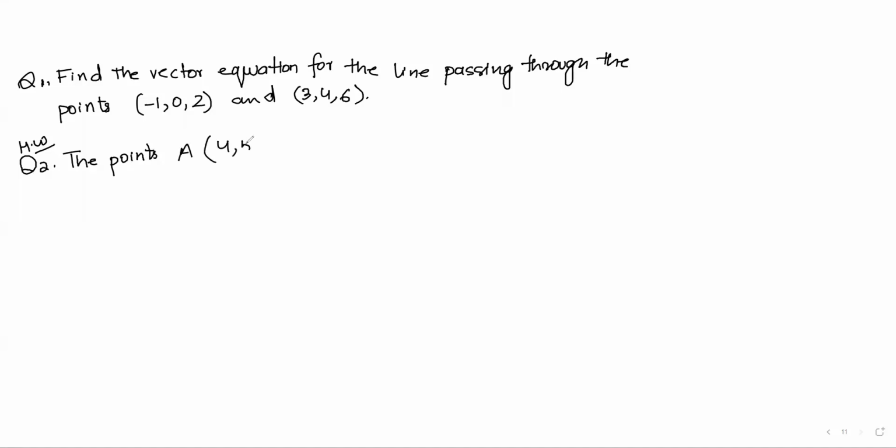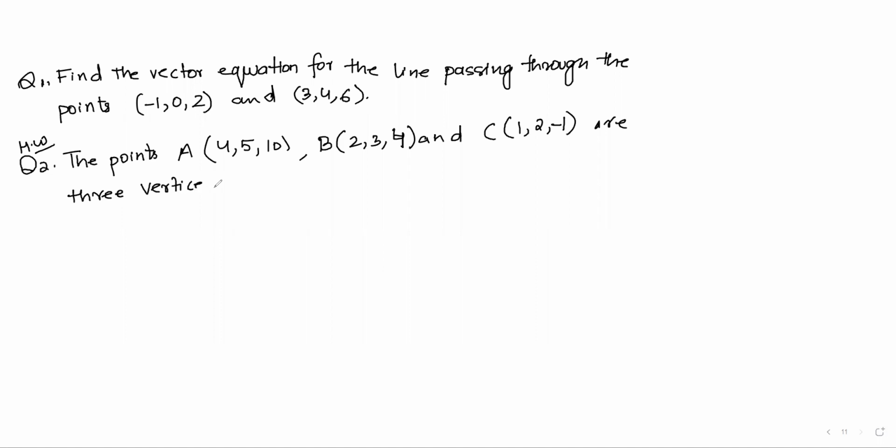It is 4, 5, 10, and B is 2, 3, 4. Okay, it is 4. And C is 1, comma 2, comma minus 1 are 3 vertices of a parallelogram ABCD.